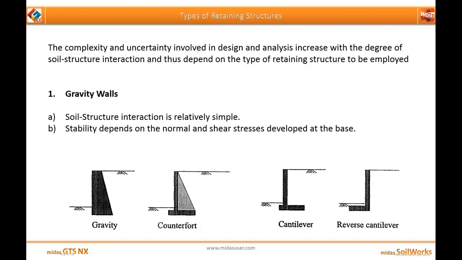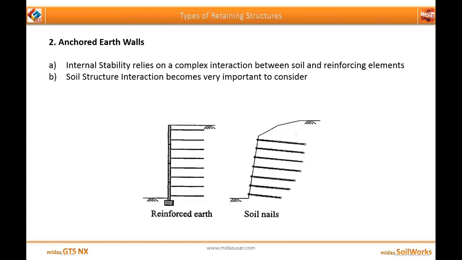Now, the types of retaining structures. The complexity and the uncertainty involved in design and analysis increase with the degree of soil structure interaction and thus depend on the type of retaining structure to be employed. For example, first of all, we have the gravity walls. Now, the soil structure interaction is relatively simple and the stability totally depends on the normal and shear stress developed at the base. Secondly, we have the anchored earth walls.